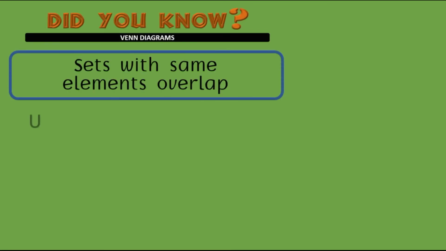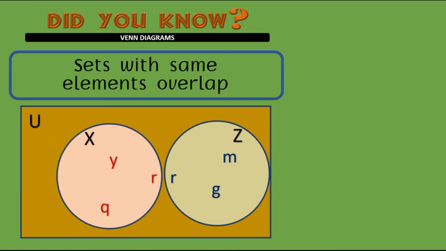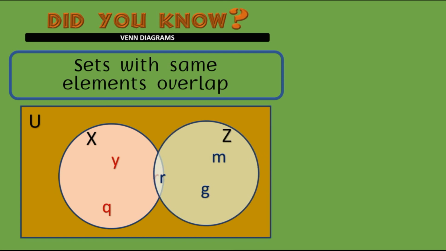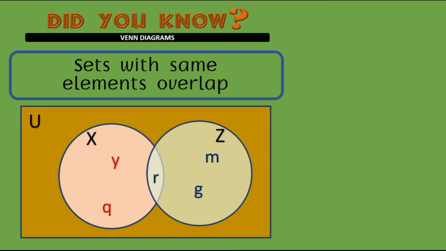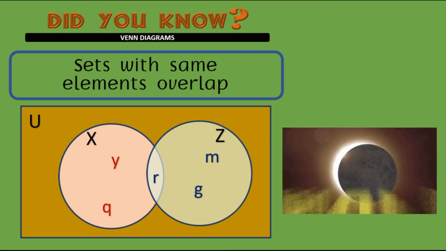Did you know sets with same elements overlap? This means sets with same elements should be drawn with overlapping regions. For our set X and set Z, since the two sets has similar elements R, then the overlapping region contains R. Overlapping of sets is best illustrated by total solar eclipse.